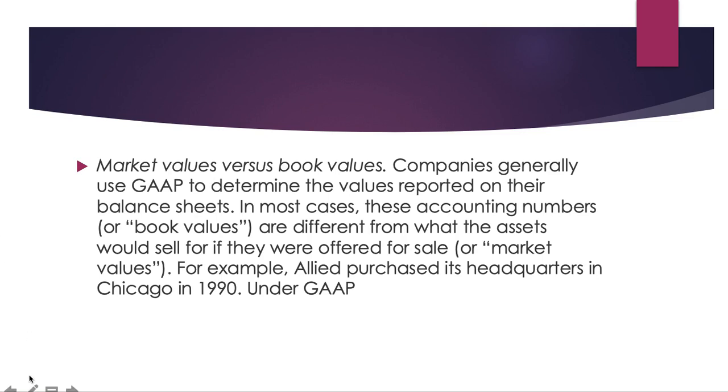Another important difference exists between the market value and the book values of corporations. Companies generally use GAAP to determine the values reported on their balance sheets. In most cases, these accounting numbers are different from what the assets would sell for if they were offered for sale. In other words, these book values and market values might often diverge significantly in certain market conditions.